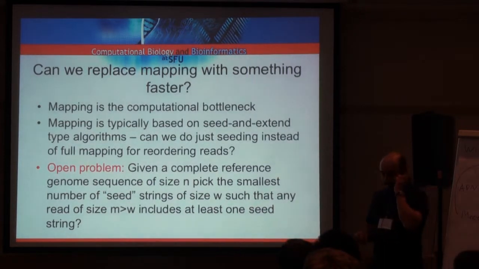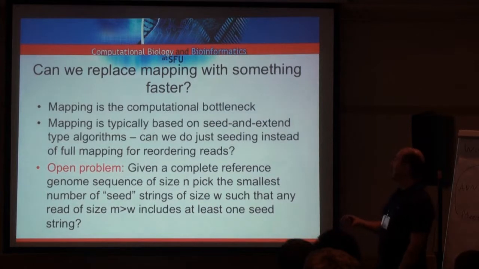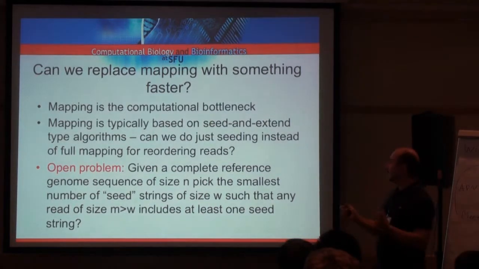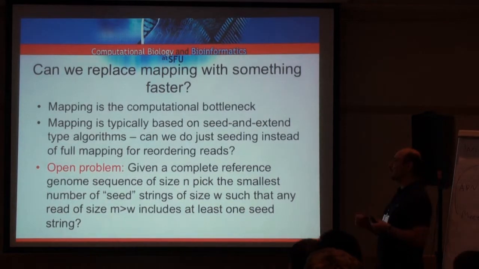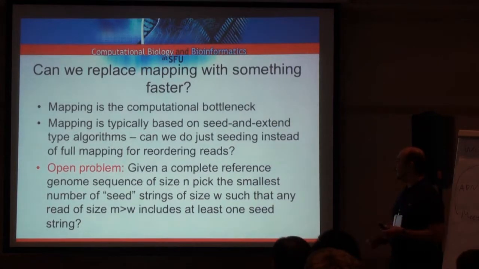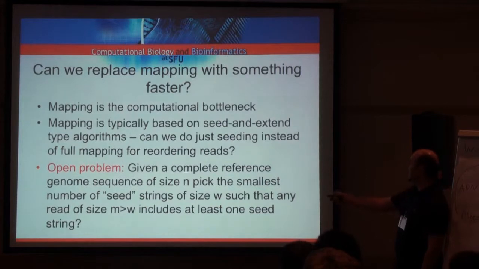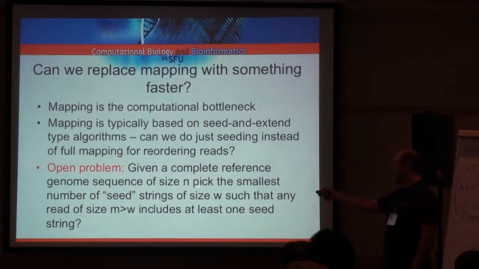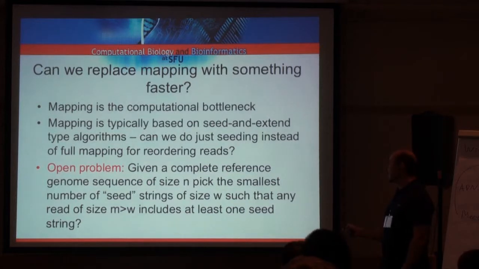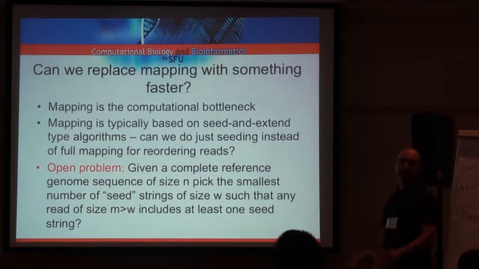Of course, this is easier said than done because it's not very clear how to pick up the smallest number of seeds. Maybe I should state the problem very clearly. Suppose that I'm given a complete reference genome sequence. It's of size n. And I'd like to pick up the smallest number of seed strings of size w, such that any read of size m includes at least one of these seed strings.